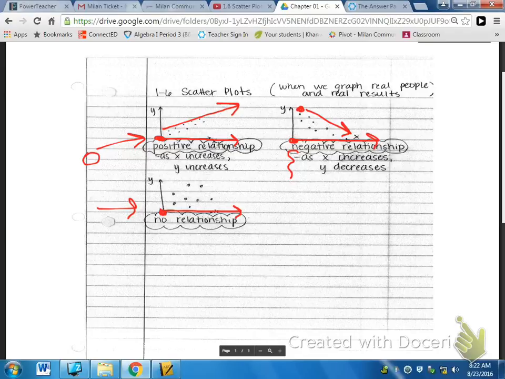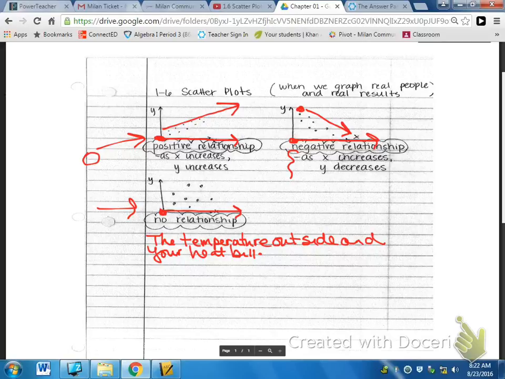So I'm going to do a couple of situations, and we're going to have to decide if it's a positive relationship, negative relationship, or no relationship. So it's going to be similar to what you're doing in your homework. So let's write this in. Let's talk about the temperature outside. So you'll need to write this in. The temperature outside and your heat bill.